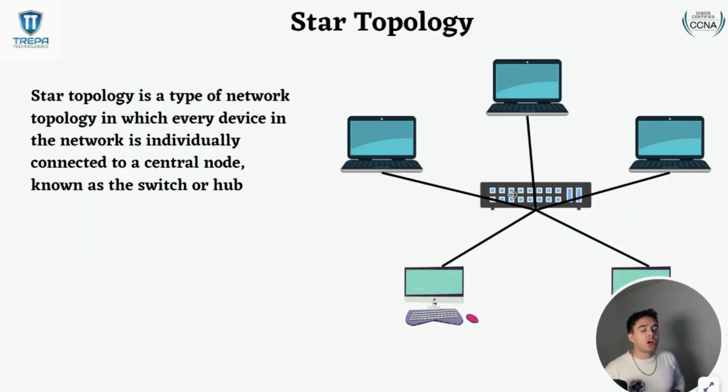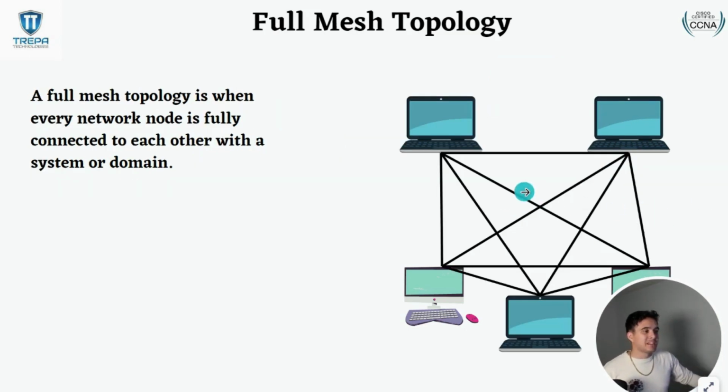Okay, now we're getting into our topologies. So a star topology. This is a type of network topology in which every device in the network is individually connected to a central node, that node being like a switch or a hub. You see here, it looks like a star. Full mesh, we kind of just went over with spine and leaf. This is where every network node, so anything that's part of our network, is connected to each other within a system or domain. Essentially what that means is we have full redundancy amongst our devices. We have a full mesh. We're connected to everybody in our network.